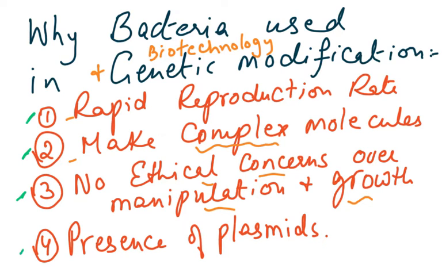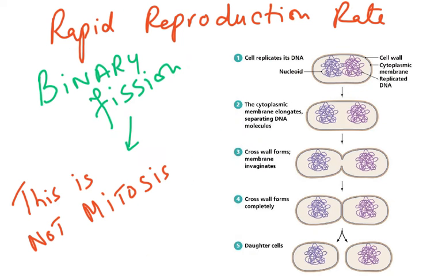Then the fourth and the most important point is the presence of these little circles of DNA, which are called plasmids. These are very important, because we can actually modify them and then put them back into the bacteria. So these are the four important things: rapid reproduction rate, make complex molecules, no ethical concerns, and presence of plasmids. Now let's discuss the first point, rapid reproduction rate.